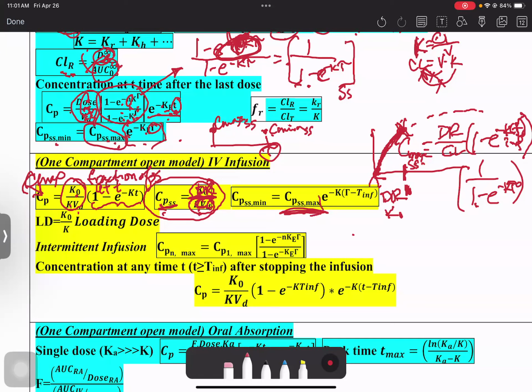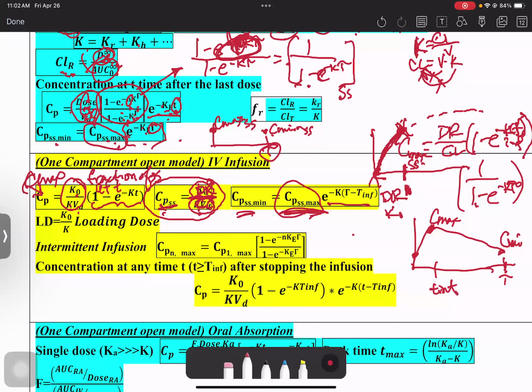And once you have your max at steady state, you can figure out your min by just using your falling function, right? So let's say this is your C max at steady state, and this is your C min. We can't just use tau here, right? Because we had some time of infusion. So the difference in time between these 2 points is tau minus time of infusion, isn't it?